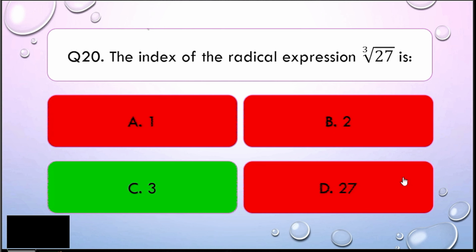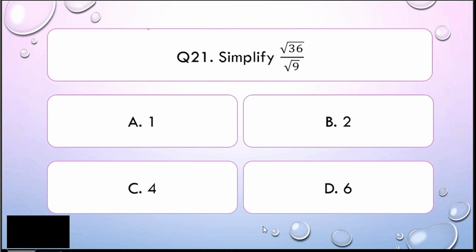Now, let us go to question number 21. Simplify square root of 36 over square root of 9. Is it A, 1, B, 2, C, 4, or D, 6? I'll give you 5 seconds to think about your answer.